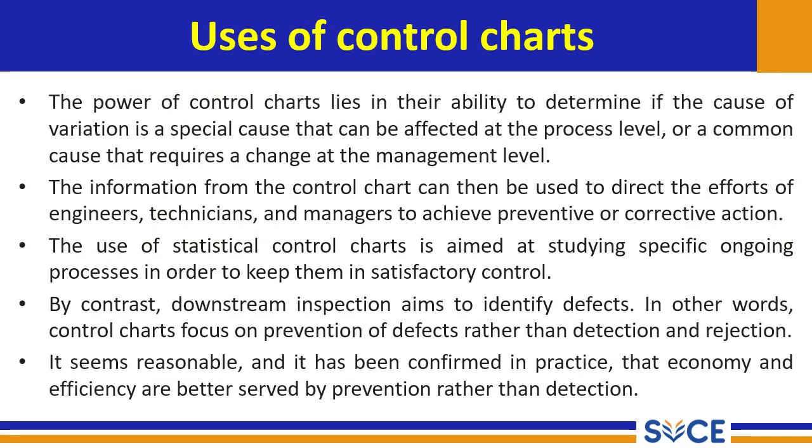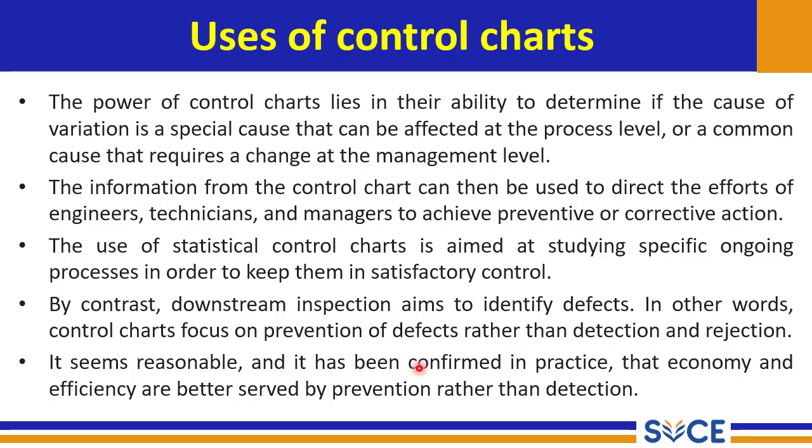So, use of control chart. The power of control chart lies in its ability to determine if the cause of variation is a special cause, which can be affected at the process level, or a common cause that requires a change at the management level. The information from the control chart can then be used to direct the efforts of engineers, technicians, and managers to achieve preventive and corrective action. The use of statistical quality control charts is aimed at studying specific ongoing processes in order to keep them in satisfactory control. By contrast, downstream inspection aims to identify defects. In other words, the control chart focuses on prevention of defects rather than detection and rejection.